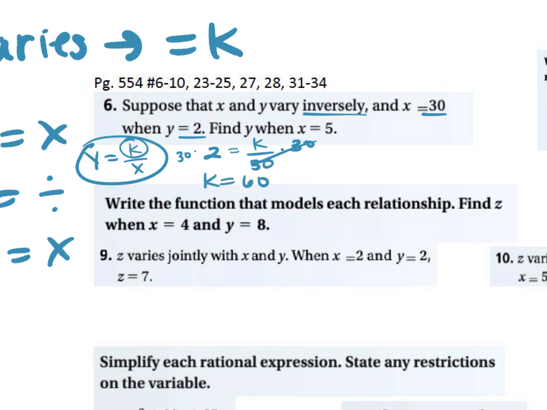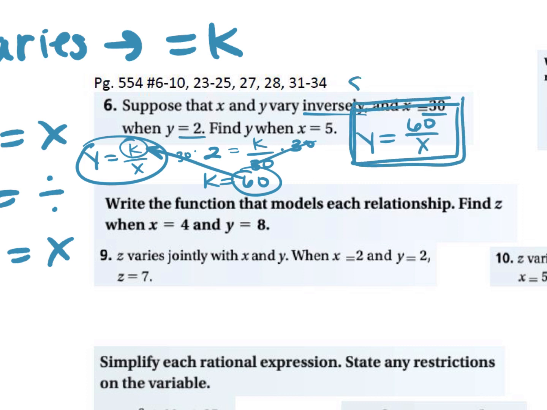And then you're going to plug that 60 in right here for the specific equation. So Y equals 60 over X. That would be your specific equation. That's what I'm going to ask you for on the test, is what is the specific equation. So that's that. It says find Y when X is 5. So you're going to say Y equals 60 over 5. So Y would be 12 if X is 5.